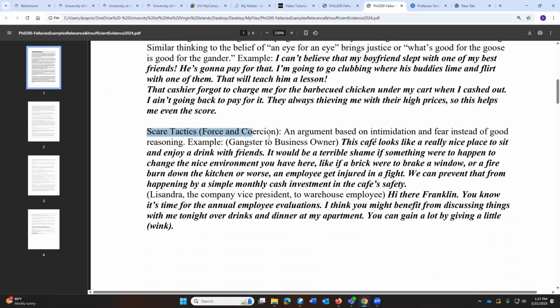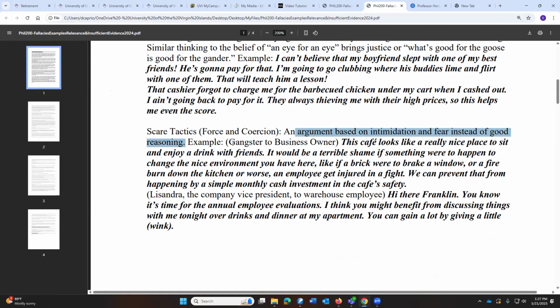Scare tactics, force and coercion. This is an argument based on intimidation and fear instead of good reasoning. Now, that's not a good way to create an argument, but unfortunately, often in today's world, it can be effective because we do fear being intimidated and violent behavior.